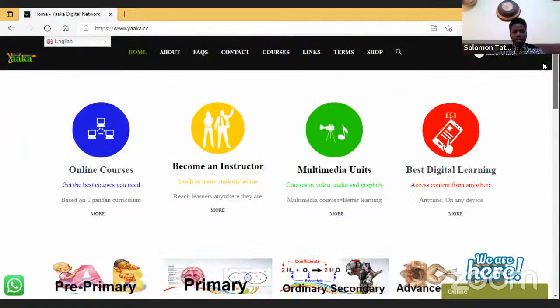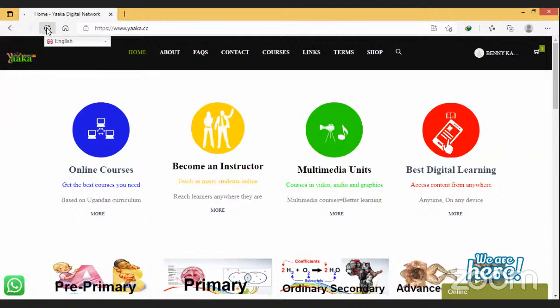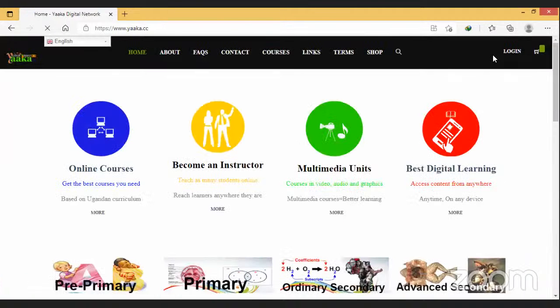No, now you have to go to courses. So in case it delays, you can reload. Because you see up here, I'm logged in, even at the bottom, I'm logged in.